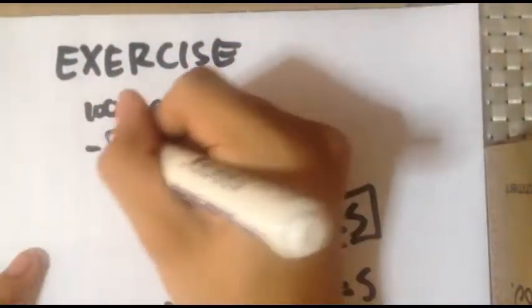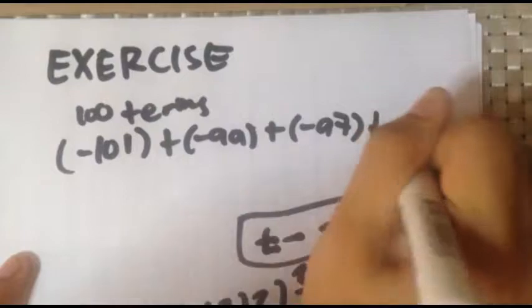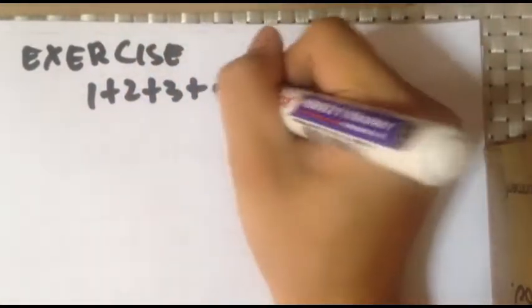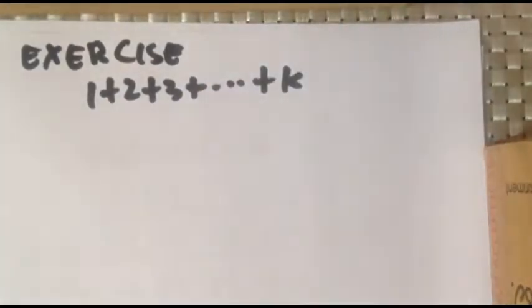Here's an exercise. Find the sum of the first 100 terms of negative 1 plus negative 99 plus negative 97, and so on. Here's another exercise. Find the sum of the first k integers, 1 plus 2, and so on up to k.